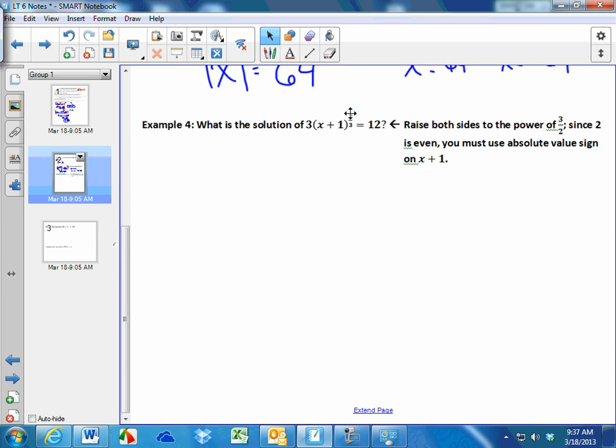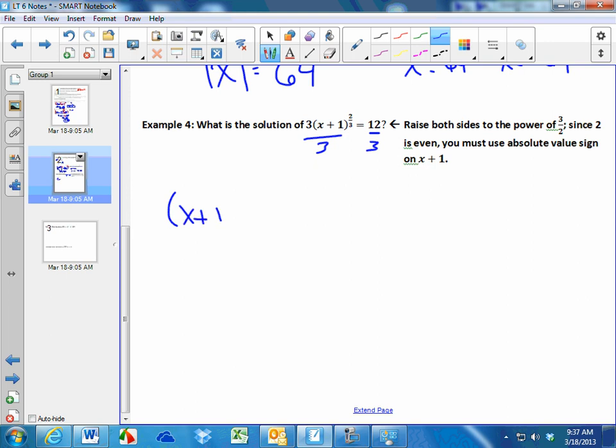3 times (x plus 1) to the 2/3 equals 12. Step 1, isolate. So divide by 3. You got it. Divide by 3. We get (x plus 1) to the 2/3 equals 4. Now that they are isolated, we're going to do what?